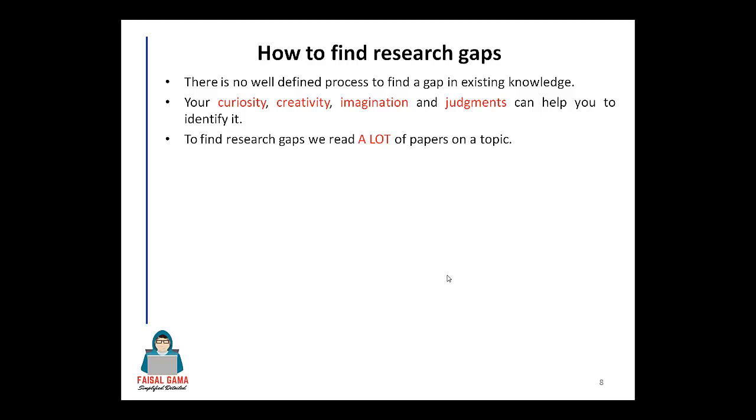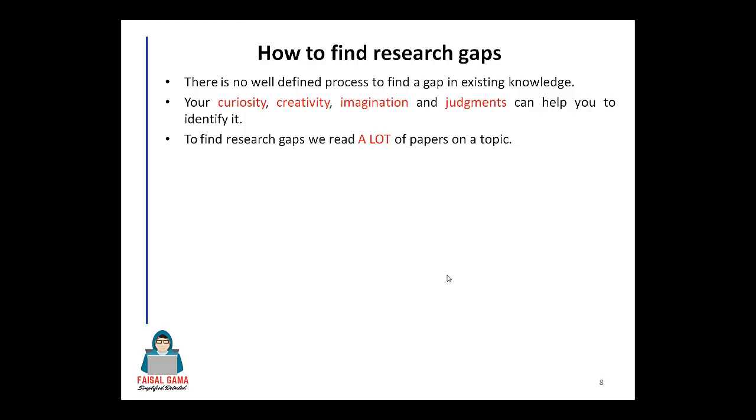So to find a research gap, we have to read a lot of papers on a topic. After determining your topic, you have to find previous work, literature that has been proposed on that particular topic. And then we read a lot. Because for us to be able to find research gaps, we have to be an expert on that particular subject. If you don't have well-founded background knowledge on a particular topic, then you will not be able to find research gaps. So you have to be an expert on that particular topic.